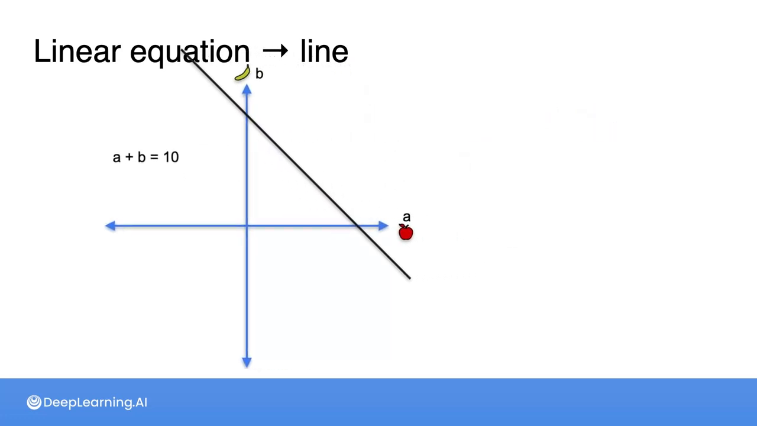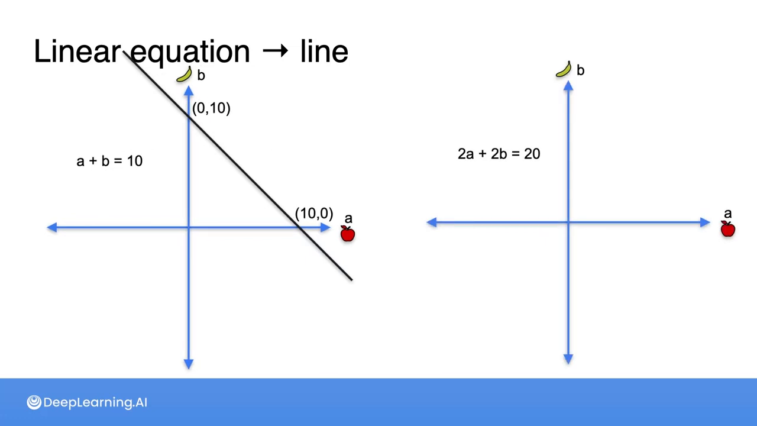Now that we know how to plot the equation of the line a plus b equals 10, let's try another one. How about 2a plus 2b equals 20? Well, notice that that line still goes to the points (0, 10) and (10, 0). As the line is defined by only 2 points, the line is exactly the same as the one with equation a plus b equals 10.